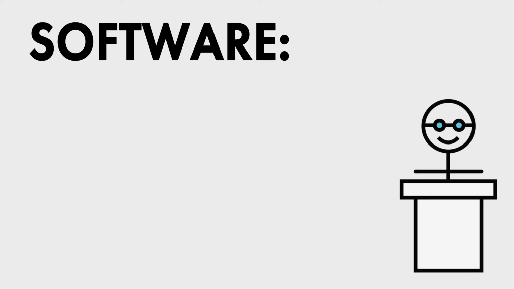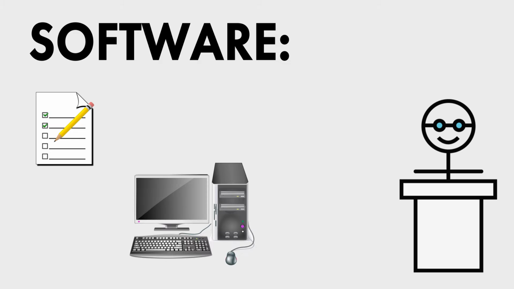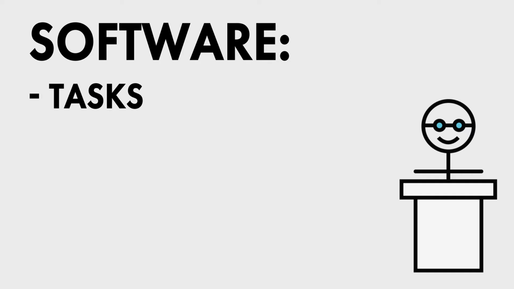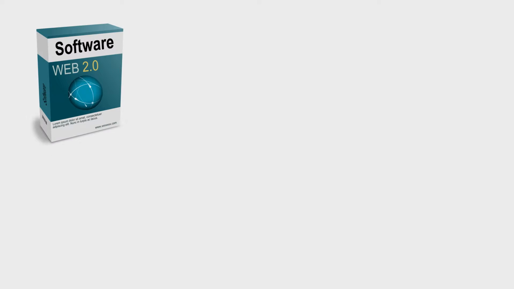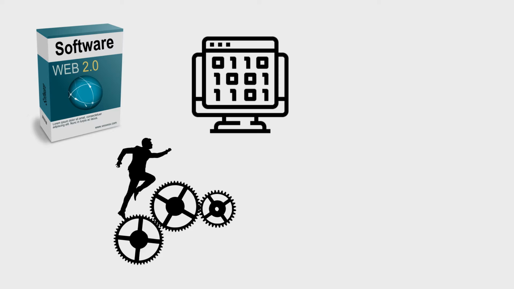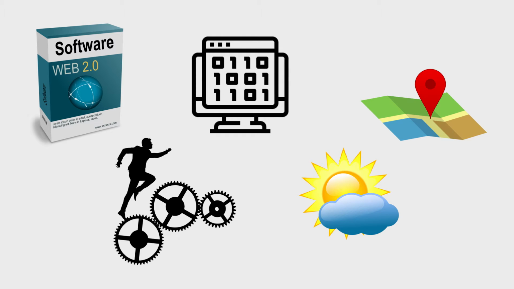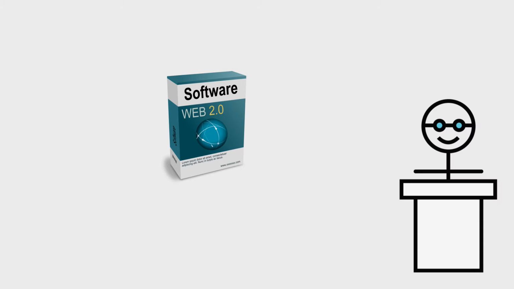Software is a collection of instructions that are run by a computer to perform a task. Tasks can vary in complexity from simple calculation to machine learning tasks. The main goal of software is to increase the efficiency of a task, such as finding the weather or plotting a route to drive to. Software is the intermediary between the user and the hardware.